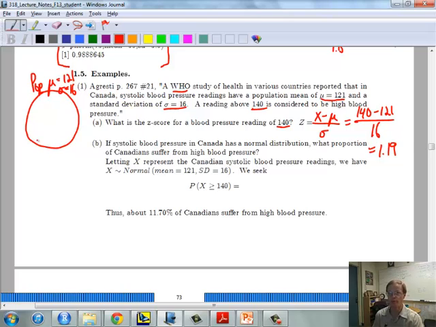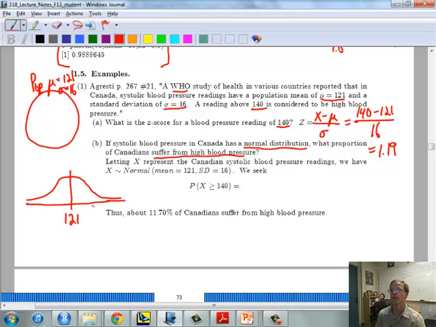If this variable, blood pressure, is normally distributed, which in the populations I've looked at, blood pressure does tend to be, then we can calculate the proportion of Canadians that suffer from high blood pressure. So, we're going to let x follow that normal distribution, and we simply want to know the probability that are over 140. Okay, so mean again is 121, and we're going for this 140, which we know is a little bit more than 1 standard deviation above the mean because of our given z-score.